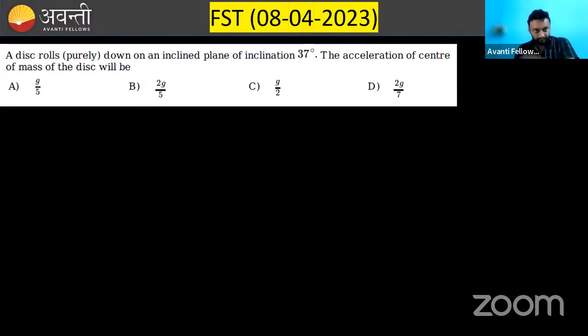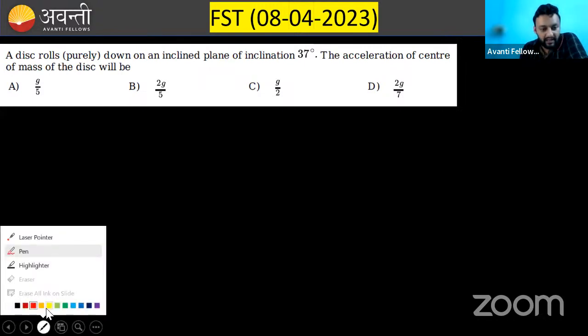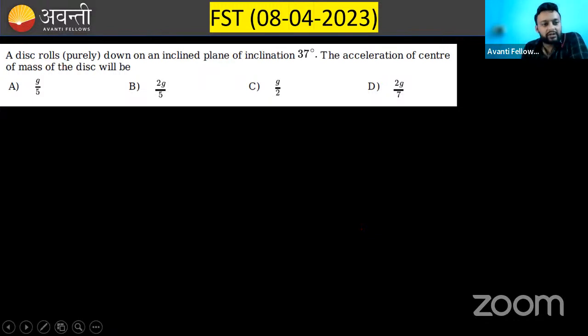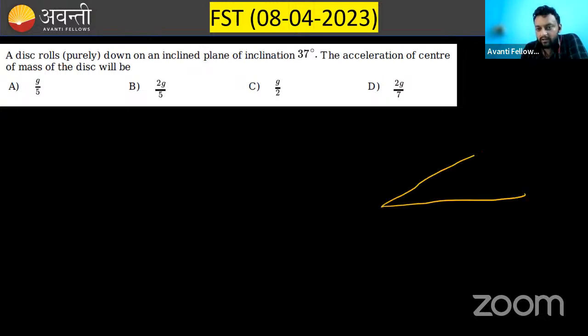This is the question of rotational motion that we have studied a few days ago, I think. Question says a disk rolls down on an inclined plane of inclination 37 degree. There is an inclined plane of inclination 37 degree, and there is a disk which is rolling on this inclined plane, pure rolling. The acceleration of center of mass of the disk.